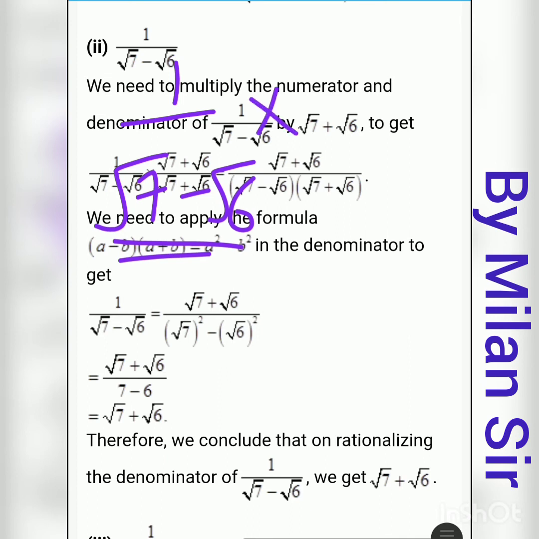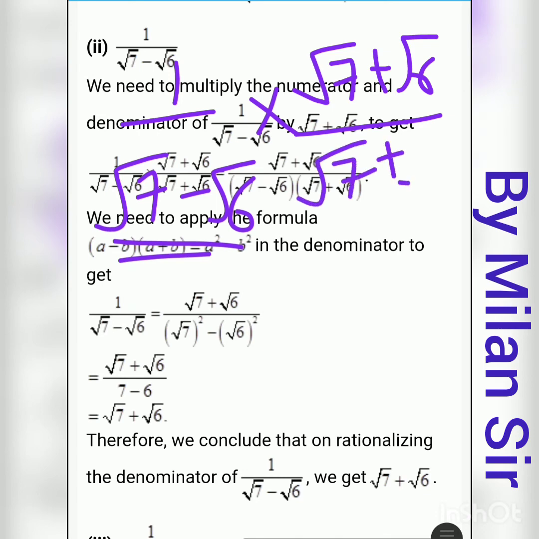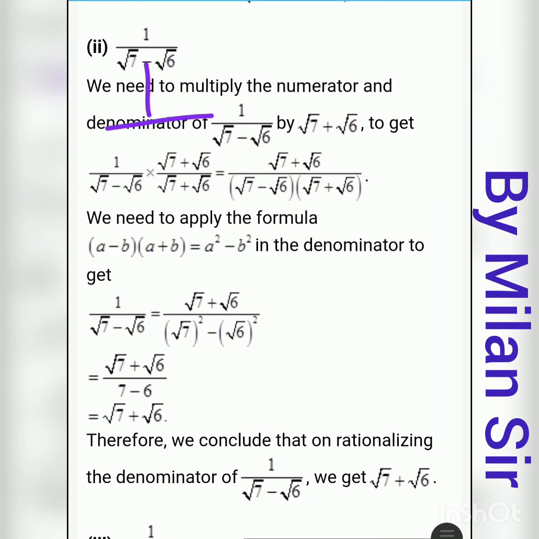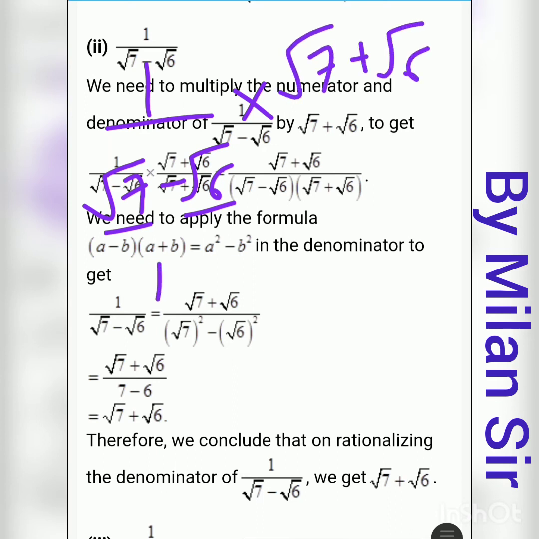That means here we need to multiply by under root 7 plus under root 6, and divide by the same number, under root 7 plus under root 6. Here we have a negative sign, so here we need to take a positive sign. We just need to change to the opposite sign. Here we have two terms in the denominator, so we take the same two terms but with a different sign.